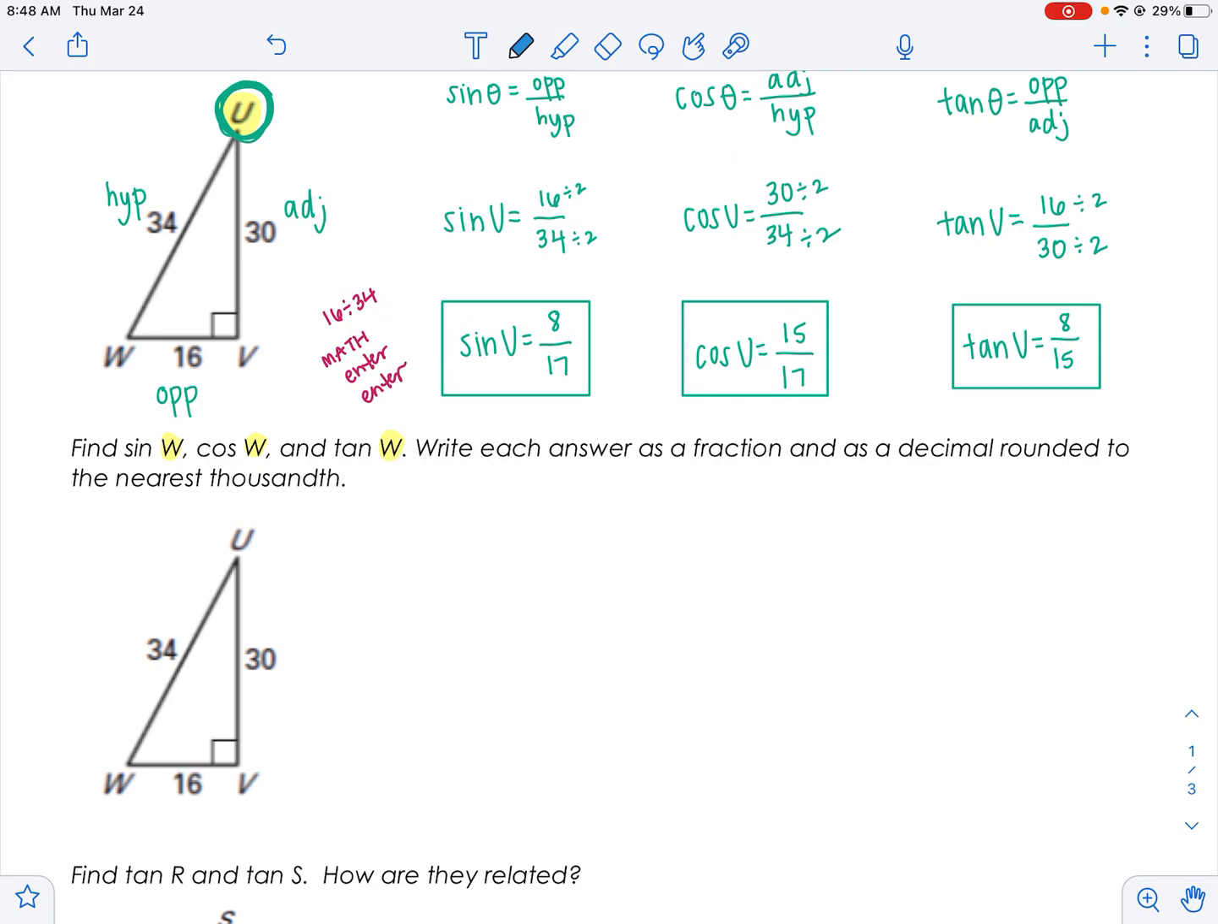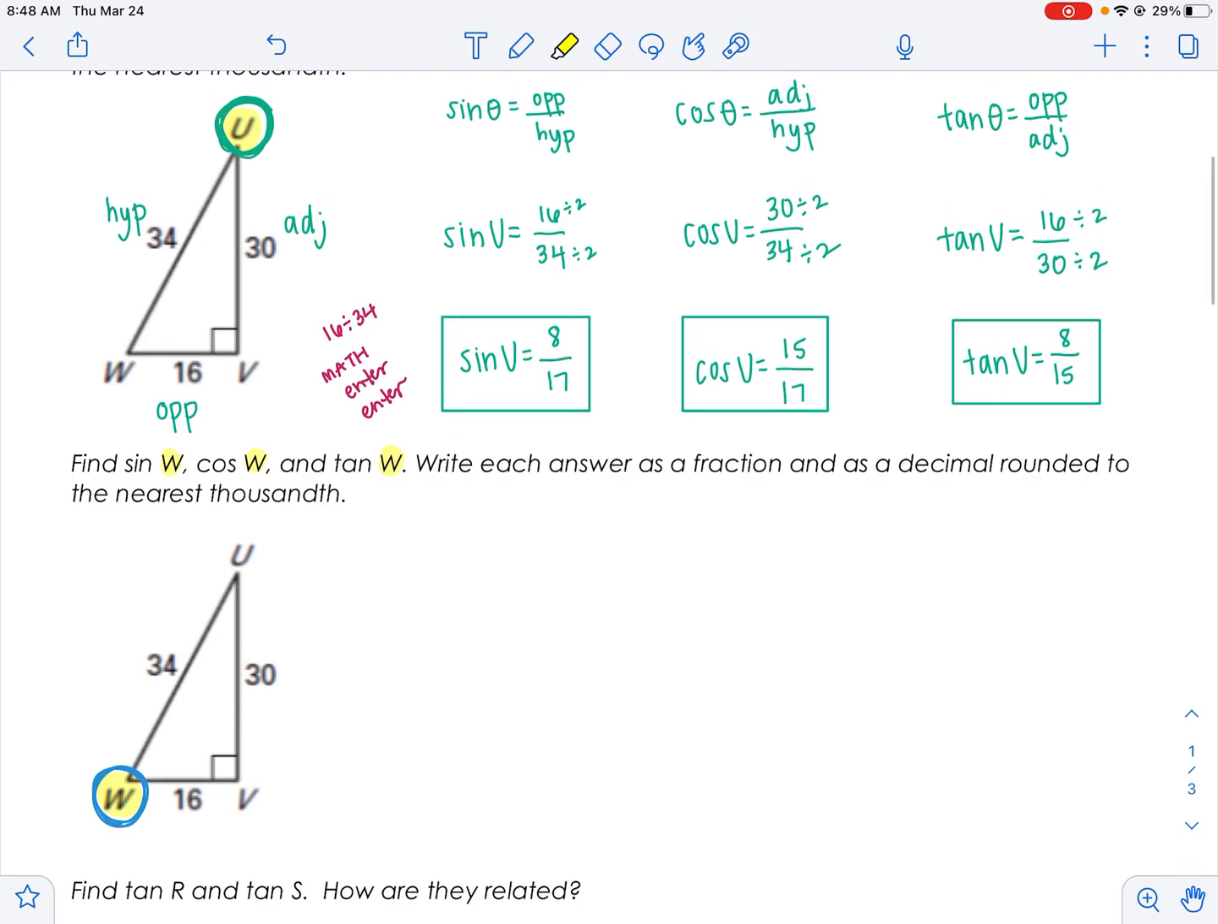So what angle are we revolving around now? And now we're revolving around angle w. So I like to circle it or highlight it or make some note of which angle you are revolving around. Okay, and then we're going to write each answer as a simplified fraction, just like what we did above.